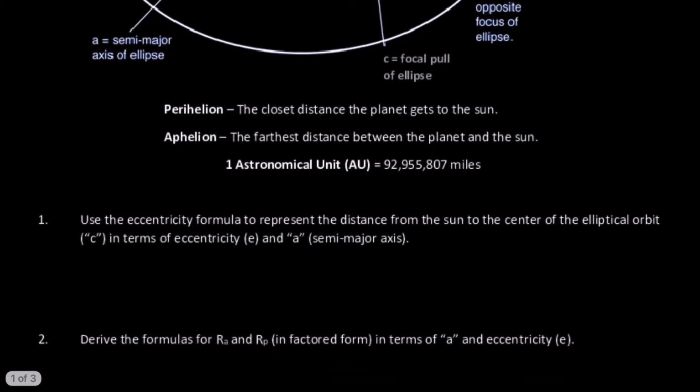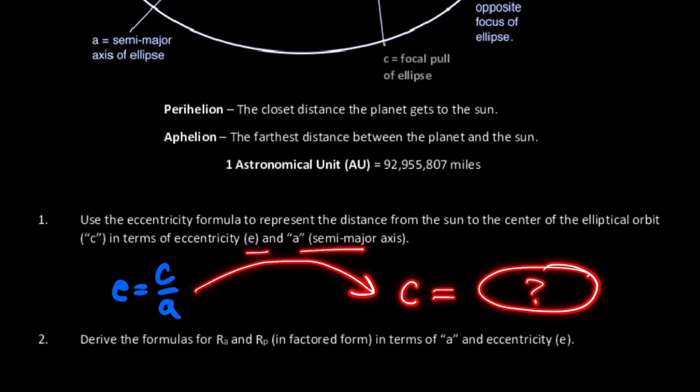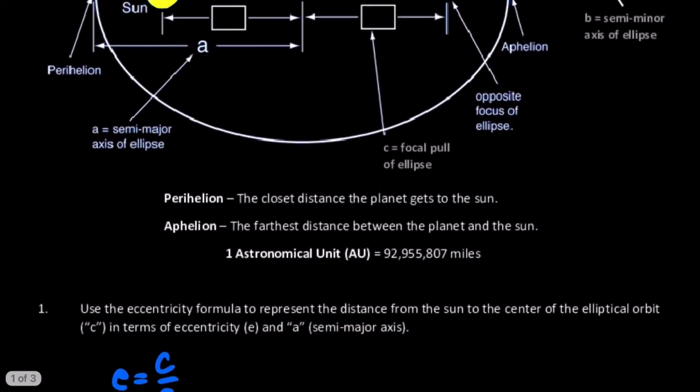All right, so the first question here, it says, use the eccentricity formula to represent the distance from the sun to the center of the elliptical orbit. Your eccentricity formula, I'm really hoping you know at this point, E equals C over A. Okay, but I don't really want that form of it. I want C in terms of E and A. So what you have to do is simply take that formula and solve it for C. Okay, I'm not going to do that work for you. It's pretty simple, but you need to do that.